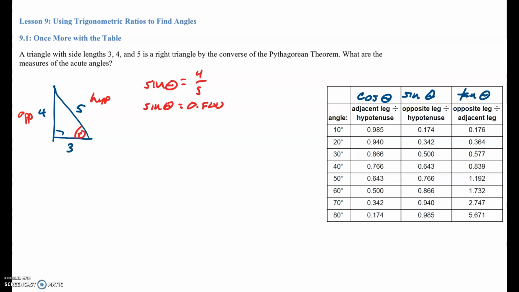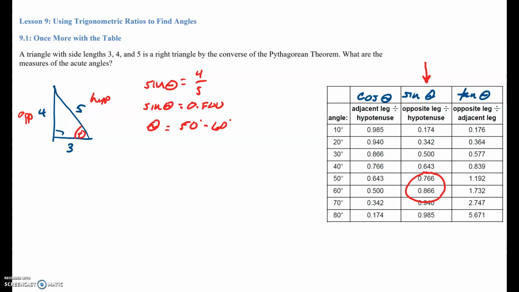So now what I need to do is I need to look on my table and figure out where is the opposite over the hypotenuse. I'm looking at this column. Where is that value around 0.800? So I see that it's right down here. So angle theta must be some angle between 50 and 60 degrees.